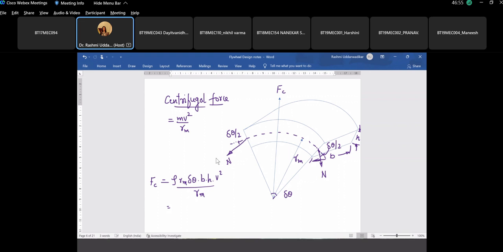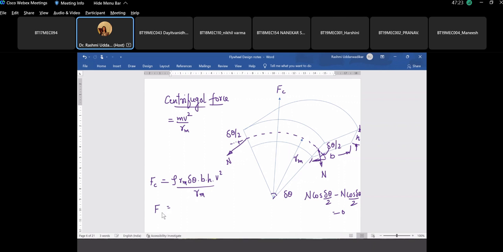And these are the two normal reactions N acting at angle delta theta by 2. Their cos components are cancelling each other. N cos delta theta by 2 minus N cos delta theta by 2. This is 0. They are acting in opposite direction. What about their sine components?